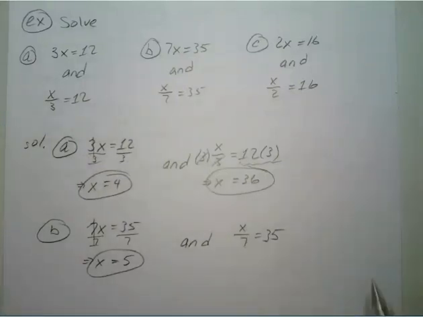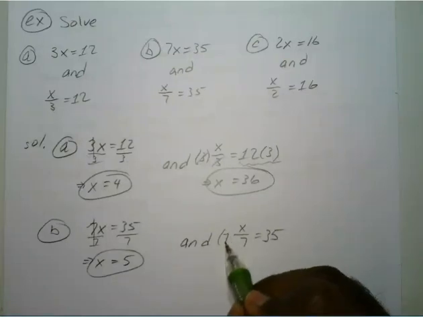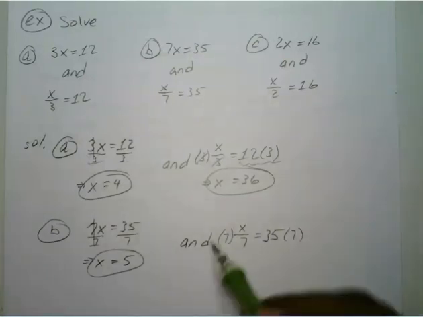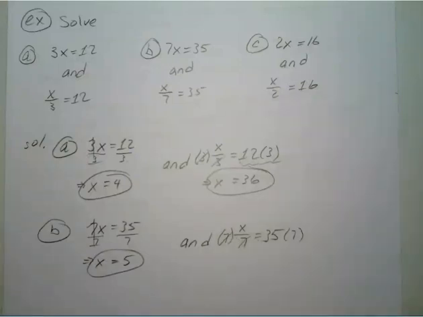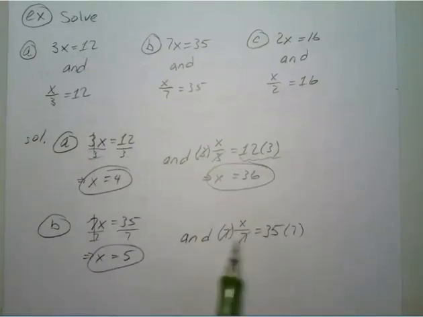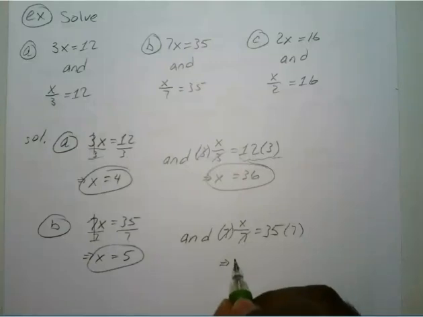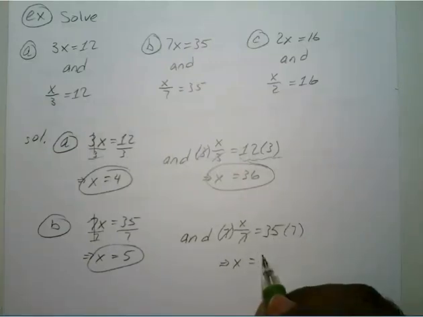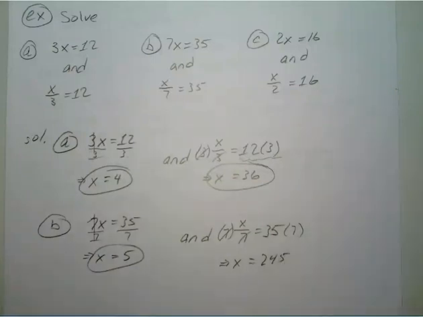So since we have a division problem, we're going to multiply both sides by 7, where we know these two cancel out and we equal 1. So you have 1 times x, which is just x, is equal to 35 times 7, which is 245.